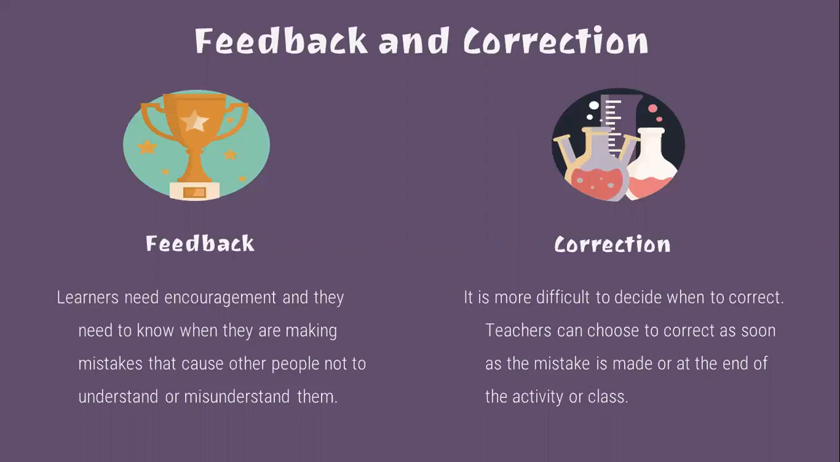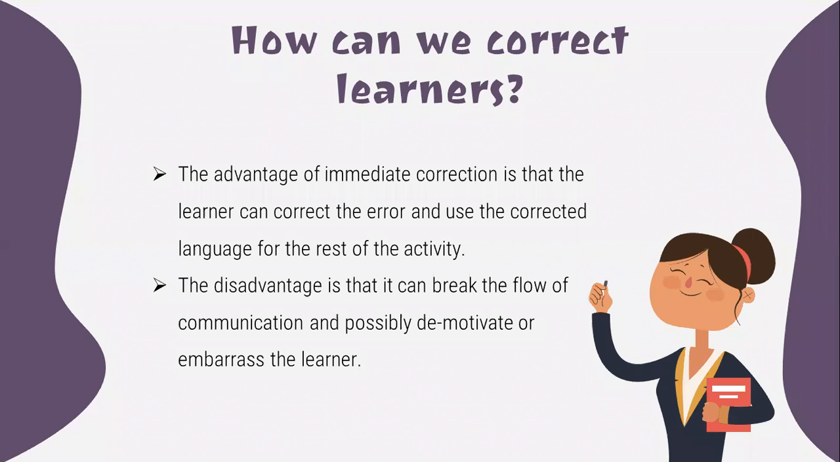With correction, it is more difficult to decide when to correct. The teacher can choose to correct as soon as the mistake is made or at the end of the activity or class. So how can we correct learners? The advantage of immediate correction is that the learner can correct the errors and use the corrected language for the rest of the activity. And the disadvantage is that it can break the flow of communication and possibly demotivate or embarrass the learners.